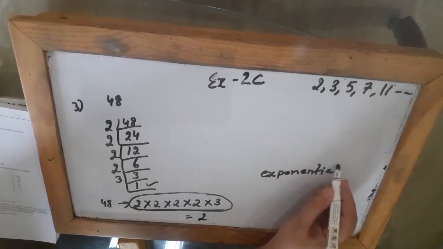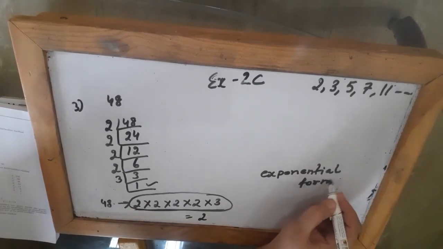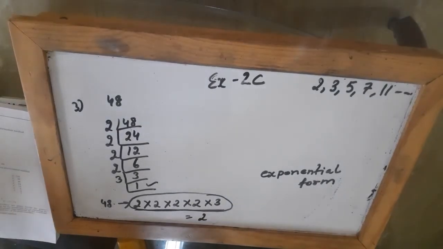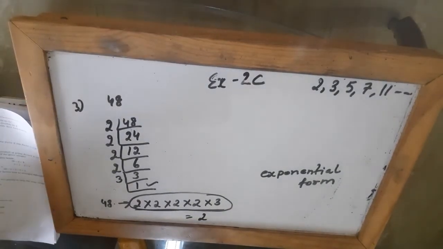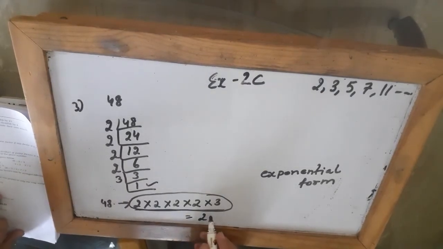This is called exponential form. This you will study later on. What it means is that you can write the numbers as a power. Like this 2 is repeated 4 times. So you can write 2 power 4, means 2 is repeated 4 times.